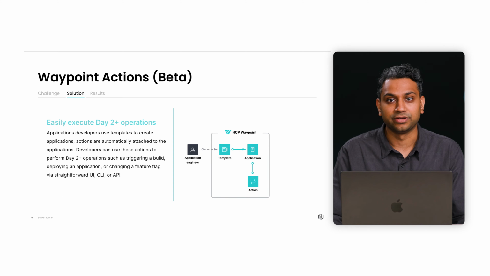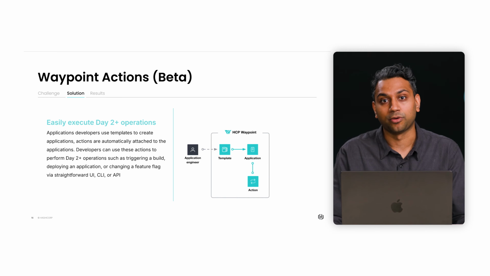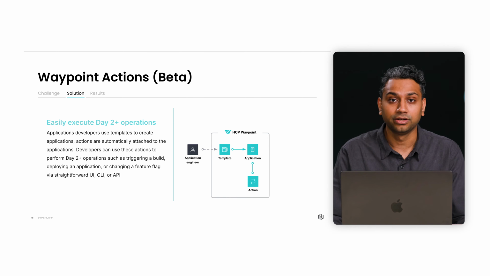When app developers create applications using these golden patterns, they automatically get assigned a series of day 2 operations using actions. Developers can use these actions to perform day 2 operations such as triggering a build, deploying an application, or changing a feature flag, all this with just a push of a button in Waypoint.